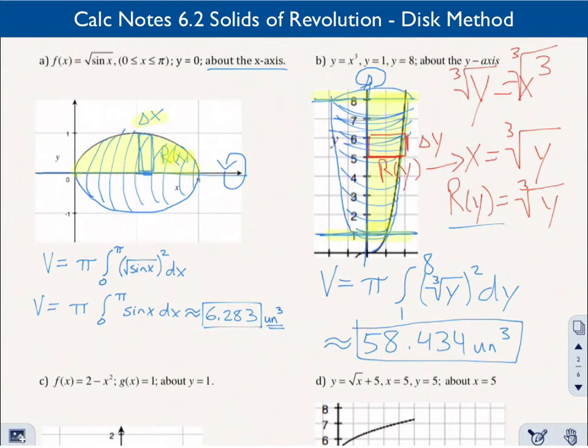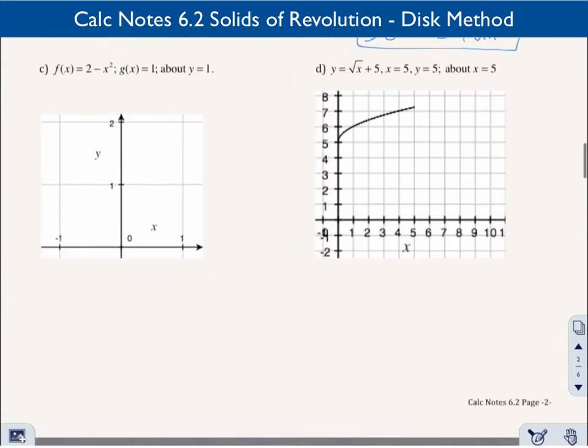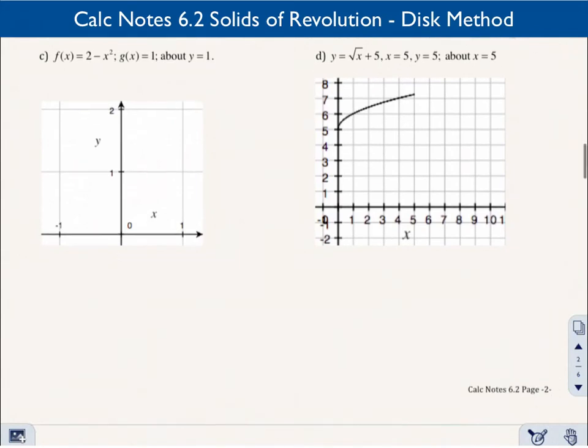Okay, so that's how we revolve about the x-axis and then also about the y-axis. The only trick with the y-axis is we have to change this into a function of y and then use our limits of integration, which would be our y values. Now in our next two examples, we're going to be revolving around horizontal and vertical lines, but they aren't going to be the actual axis. And so it forces us just to think about our radius a little bit more carefully.